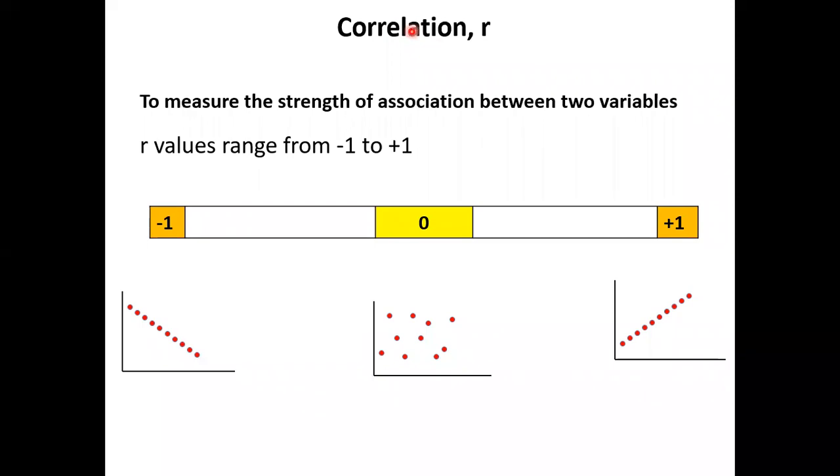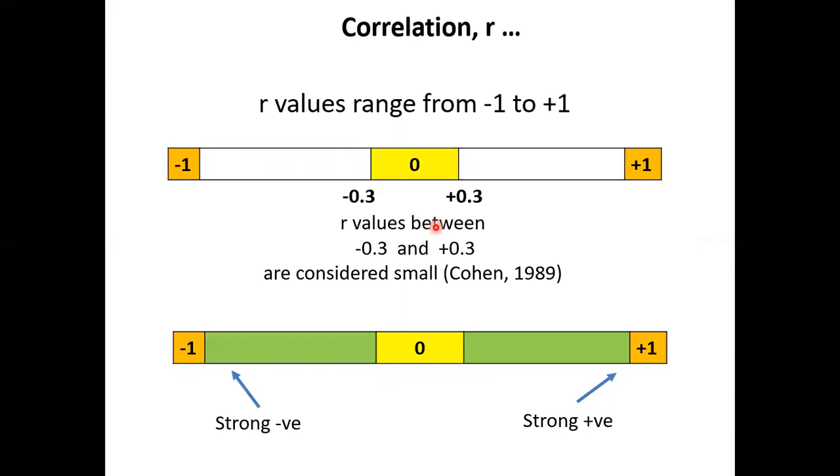Correlation is a measure of strength between two variables. The value ranges from minus one to plus one. Plus one means perfect association, increasing like that. Negative means perfect reduction. The center here means there's no connection. So we're not interested in the extremes. You're only interested in negative, positive, or no association. Generally, the values range from minus one to plus one. Any values between negative 0.3 and positive 0.3 are considered small based on Cohen's criteria.